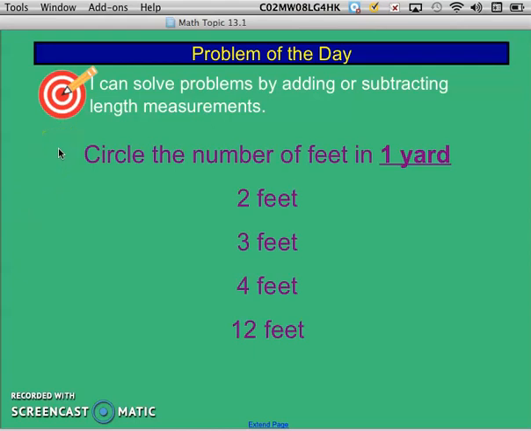First, we will begin with our problem of the day. Circle the number of feet in yards. To make 1 yard, do you need 2 feet, 3 feet, 4 feet, or 12 feet? You might want to use a ruler to help you. I'll give you a few seconds to think about it. Okay, so if you used a ruler, you would remember that to make 1 yard, you need 3 feet, or 3 rulers.